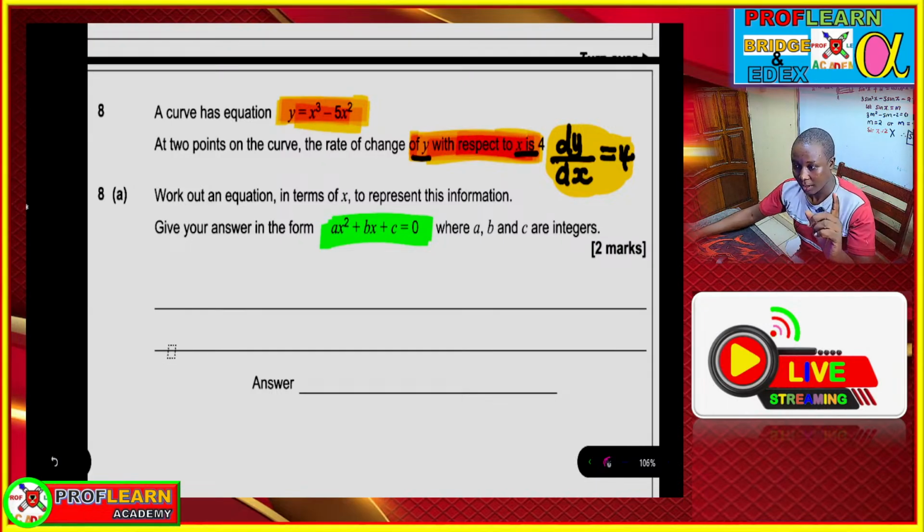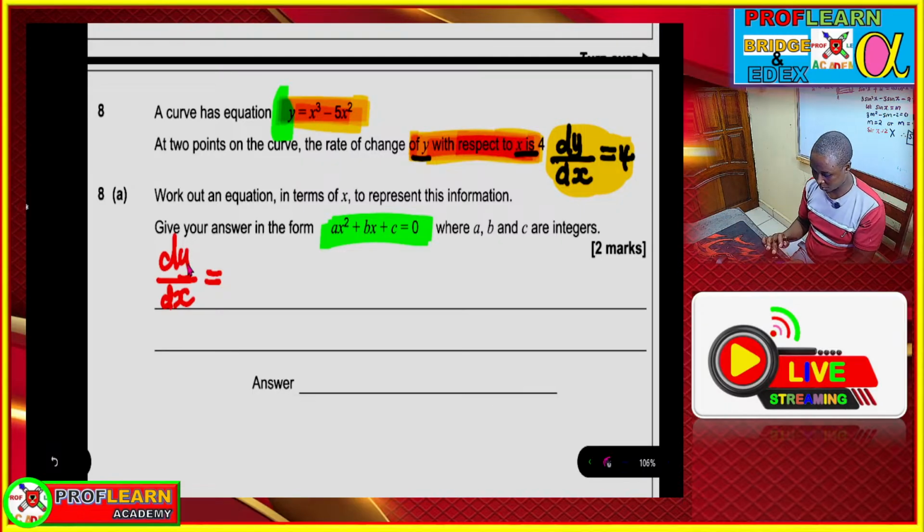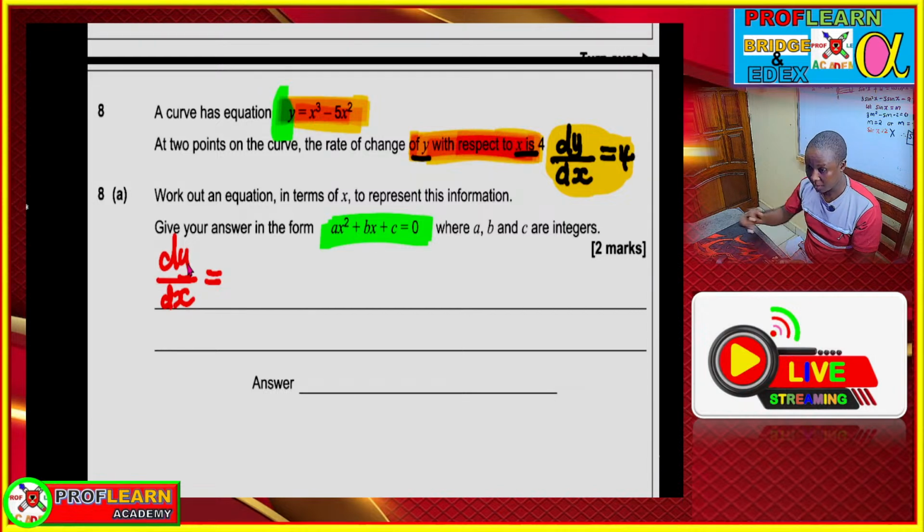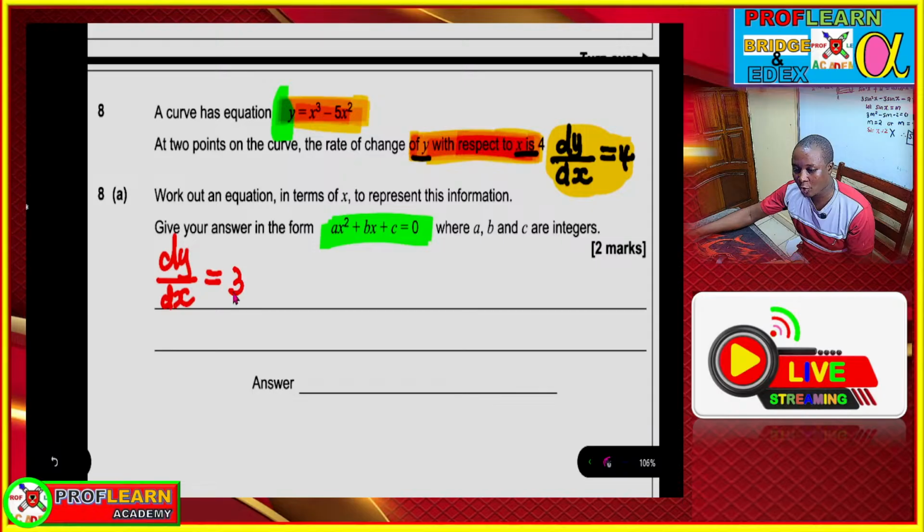So, which means we are going to differentiate this particular equation. Then that's going to be dy/dx of the original equation, which is going to translate to what? This is going to be 3x squared minus 10x, because you drop the power in front of the variable x and decrease that power by 1. So that will be 3x squared minus 10x.